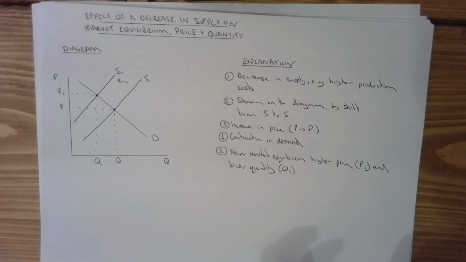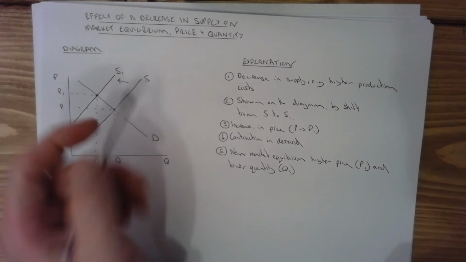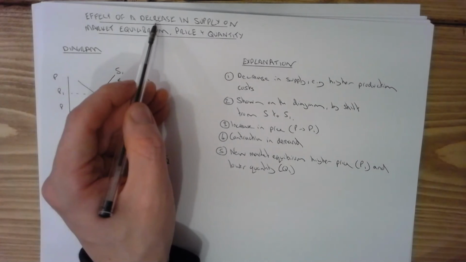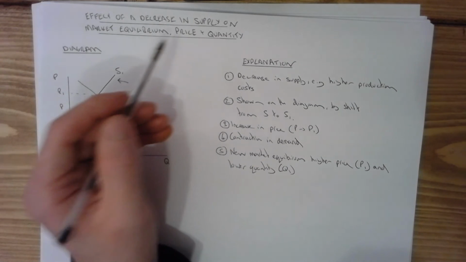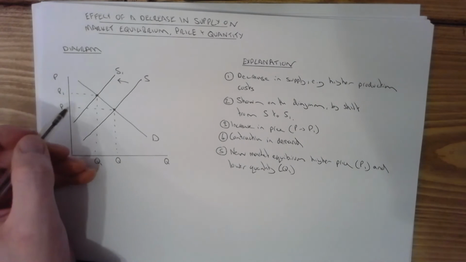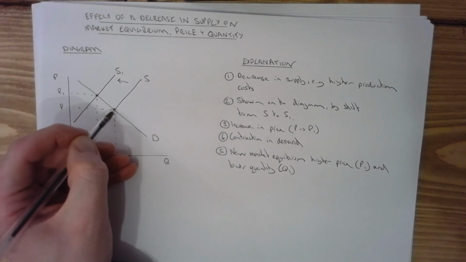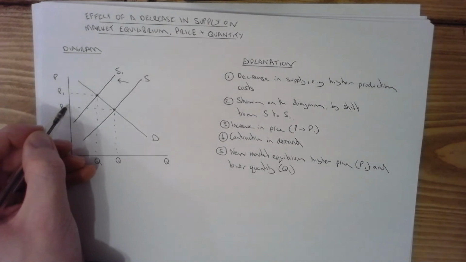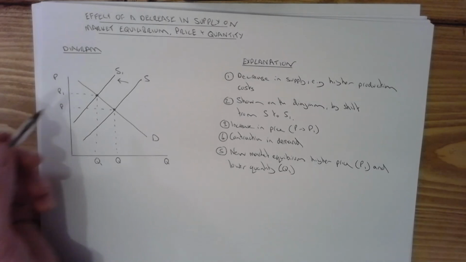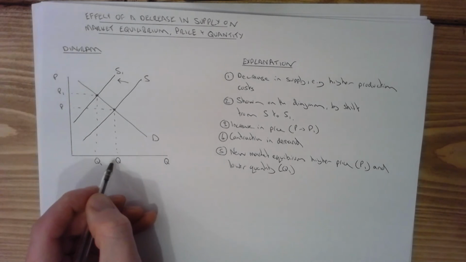down to Q1. And so overall, what is the effect of a decrease in supply on market equilibrium, price and quantity? The impact is that the market equilibrium moves from this equilibrium to this equilibrium. Price goes up from P to P1, and quantity goes down from Q to Q1.